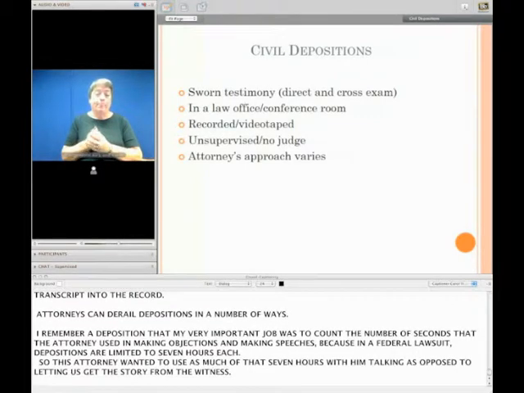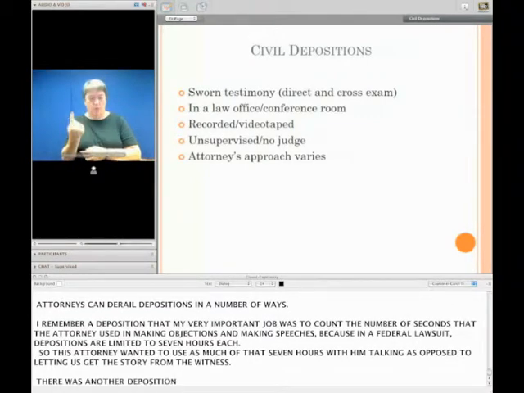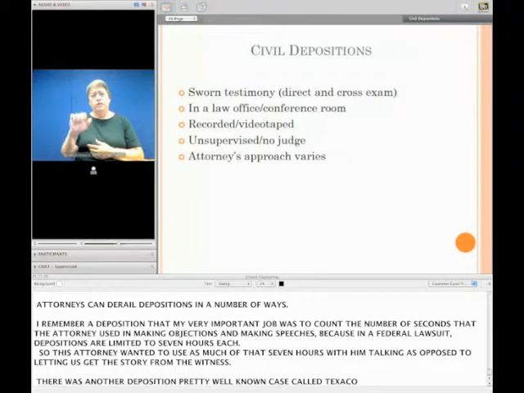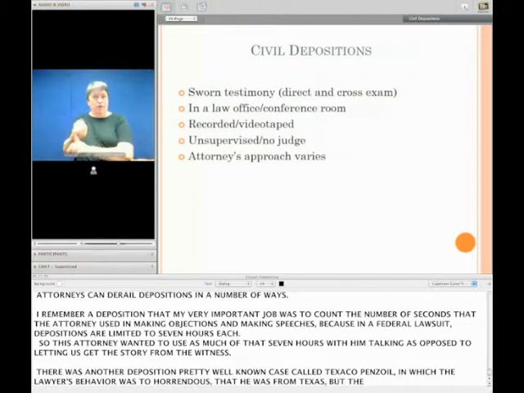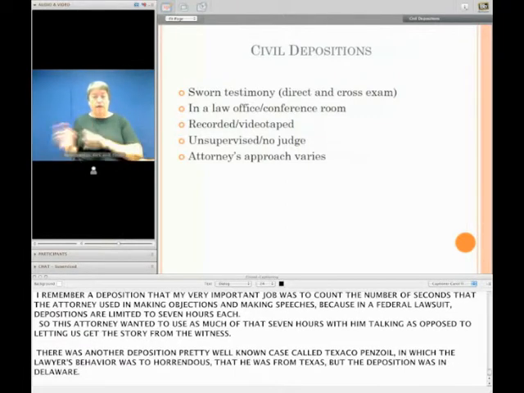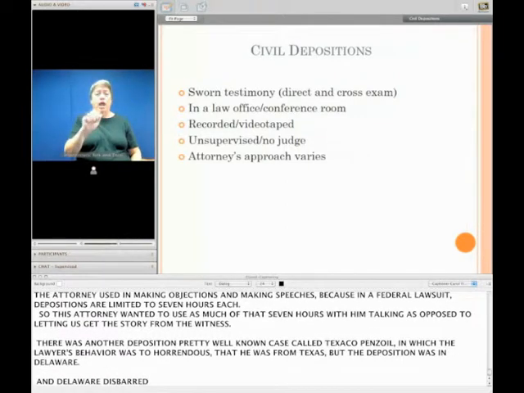There was another deposition, in a pretty well-known case called Texaco Pennzoil a number of years ago, in which the lawyer's behavior was so horrendous that he was from Texas, but the deposition was in Delaware, and Delaware disbarred him because of his behavior in that deposition.